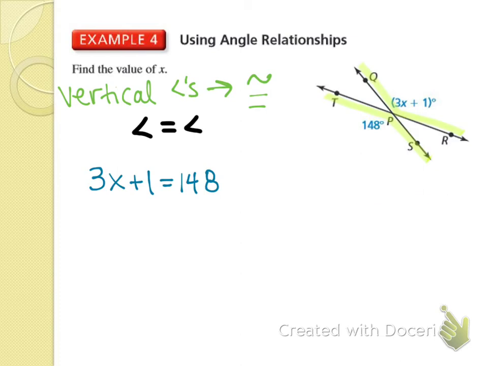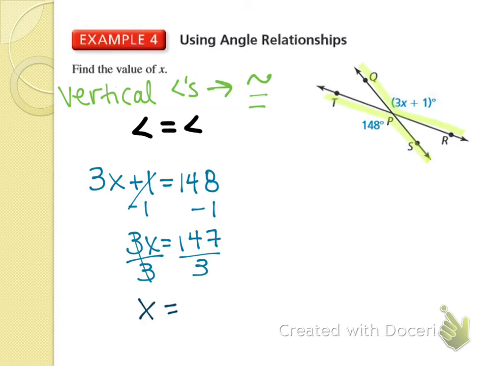What is my first step to solving? Subtract 1. 3x equals 147. Divide by 3. You're struggling today. Oh, I see you have the answer. So x equals 49.